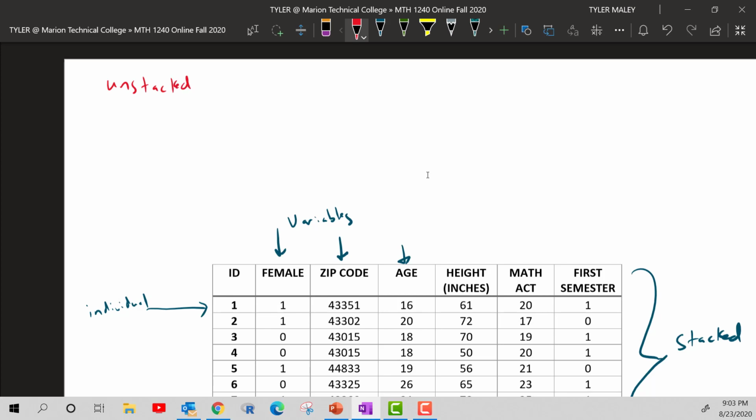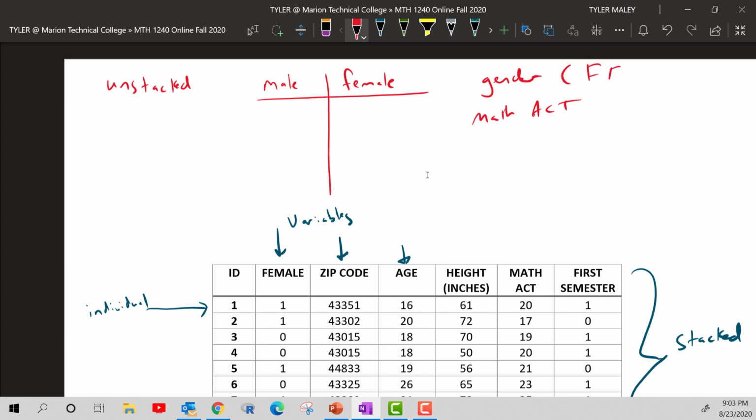With an unstacked data format, really you can only retain 2 variables at most. So maybe I want to look at gender, so I make a table, and we'll say male and female, and I want to retain the variables gender and the math ACT. And really gender, this is the variable female from the stacked data set, this female column here.